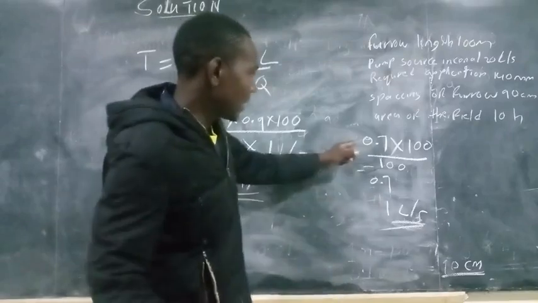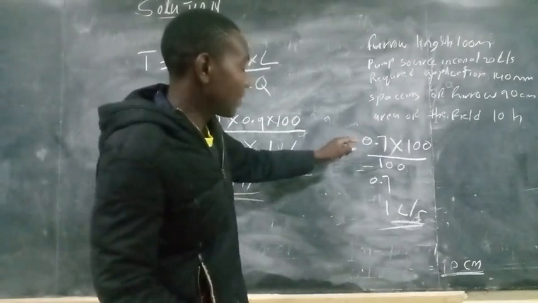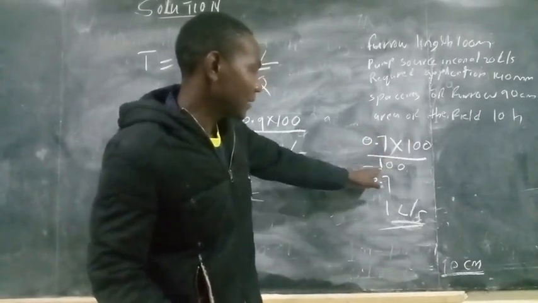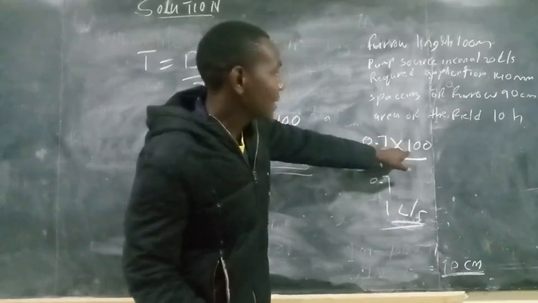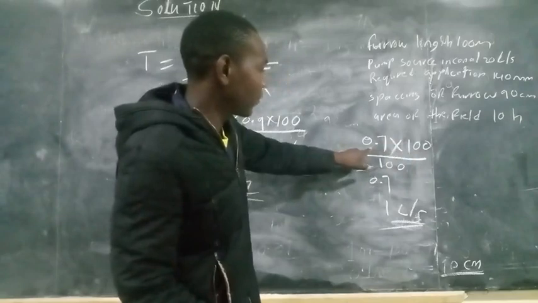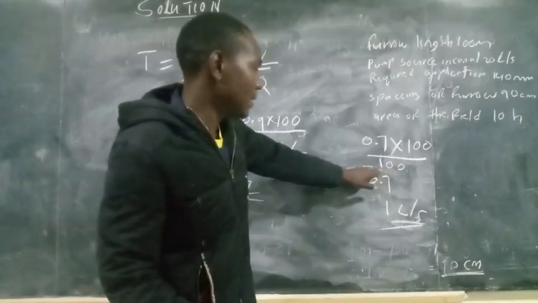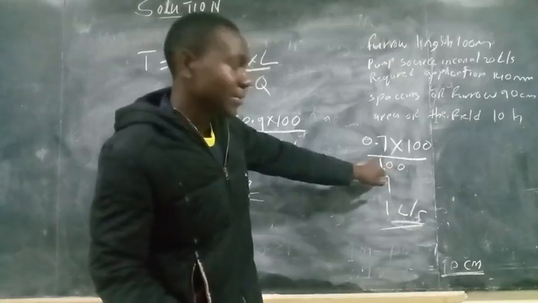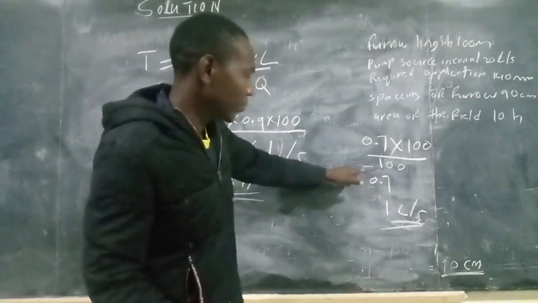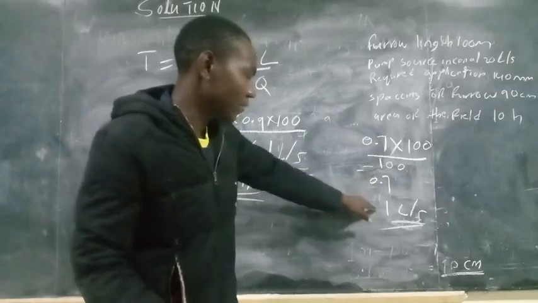In case you didn't understand the 0.7, this is the furrow inflow per 100 meters. So this 100 is the length of the furrow. So you say the furrow inflow times the length of the furrow per 100. Since per means division, per 100 meters. That's where we are getting 0.7. Now when you round this off, it will give you 1.